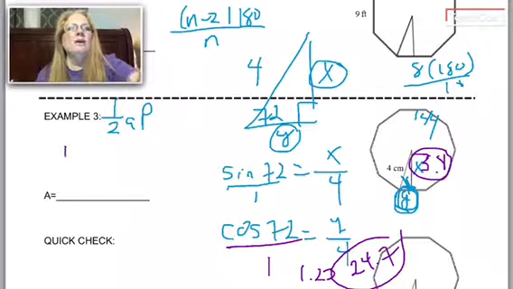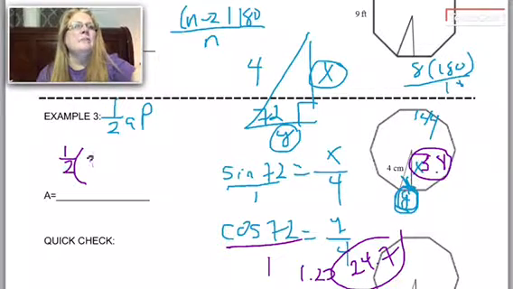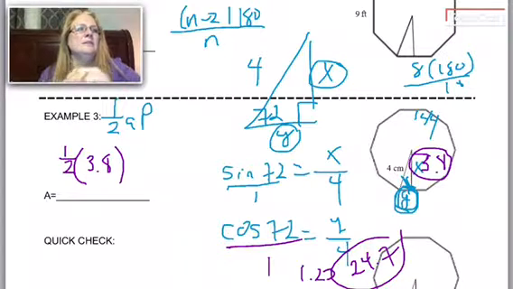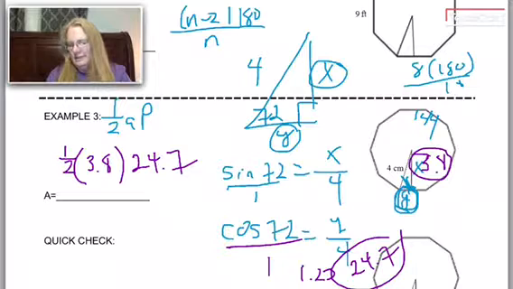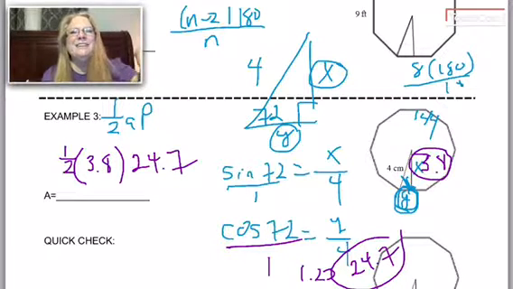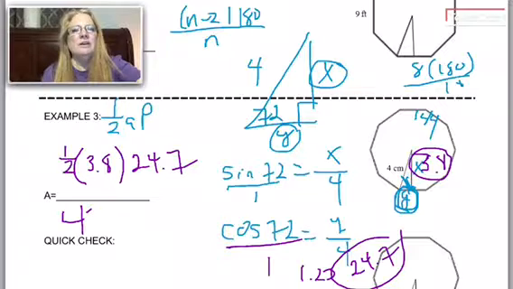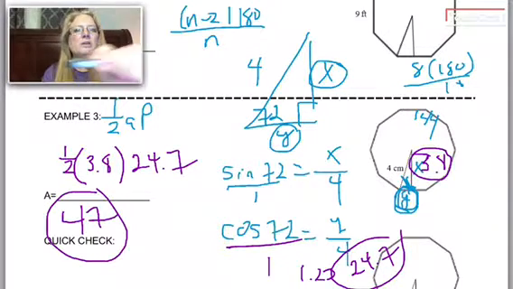So my formula 1/2, the apothem 3.8, times the perimeter 24.7. So times 3.8 divided by 2, or times 1/2, is 46.97. So I'm just going to go ahead and round that off to 47.